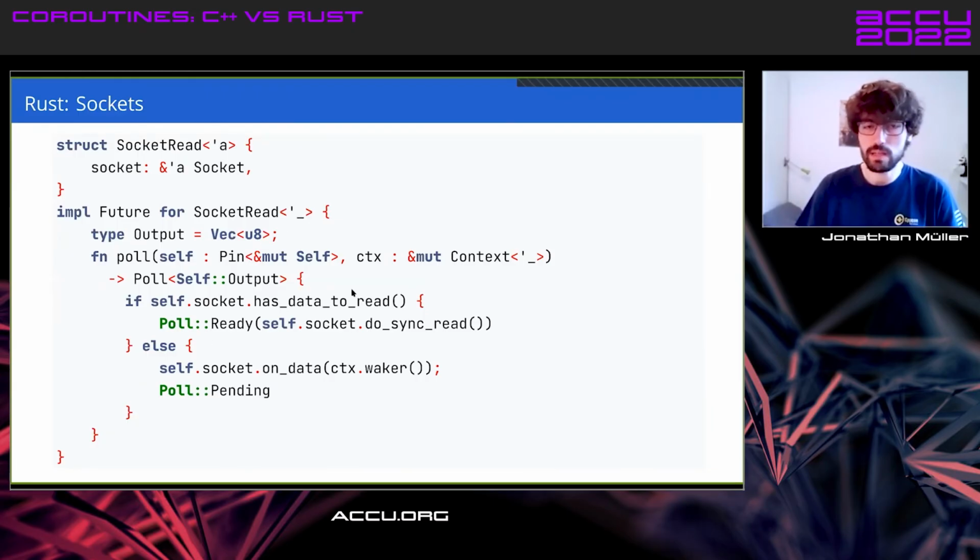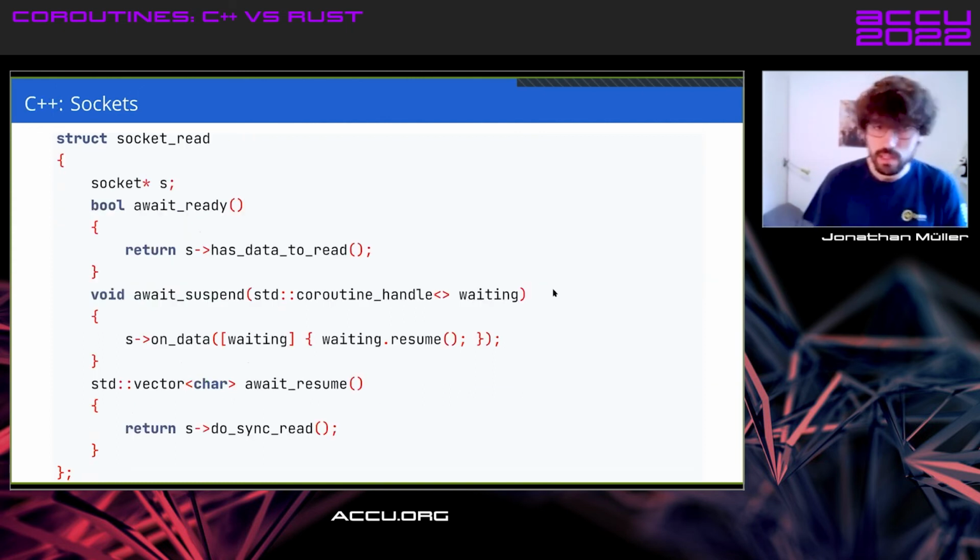And then we're checking in poll, do we have data to read? If so, we immediately return that data. Otherwise, we return pending and need to arrange that we call wake when we're ready to make progress, when data is received. So let's assume that the socket has an onData function that we can give a callback, and it will then call wake when it receives data. So internally, there's some kernel interrupt. When the socket has data, it executes the callback. It then calls wake, which informs the executor, hey, this future can now be polled again, and advance it and get the data back.